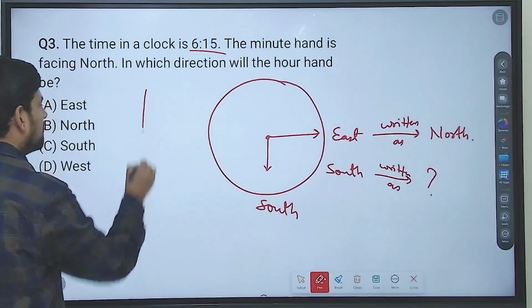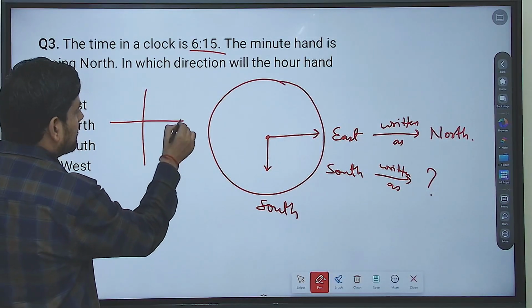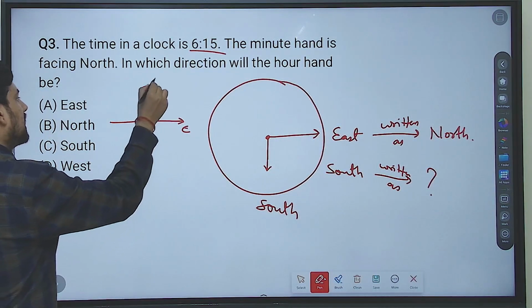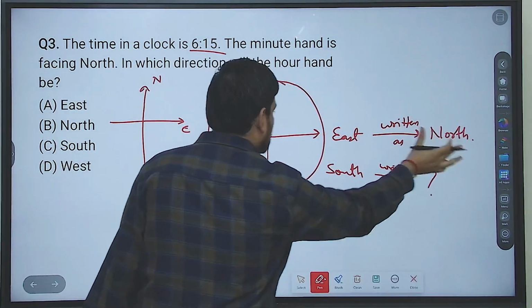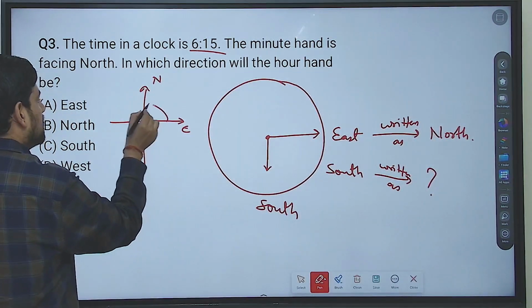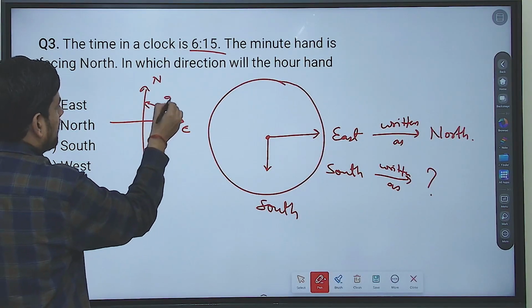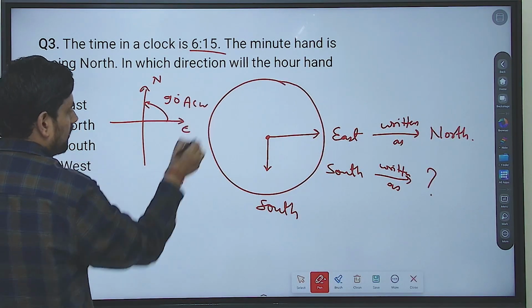So you can simply do this like this. East is written as north, that means from east I have to go to north. Whatever is written after, written as, called, whatever. So north. So from east to north, what is this angle? This is 90 degree anti-clockwise.